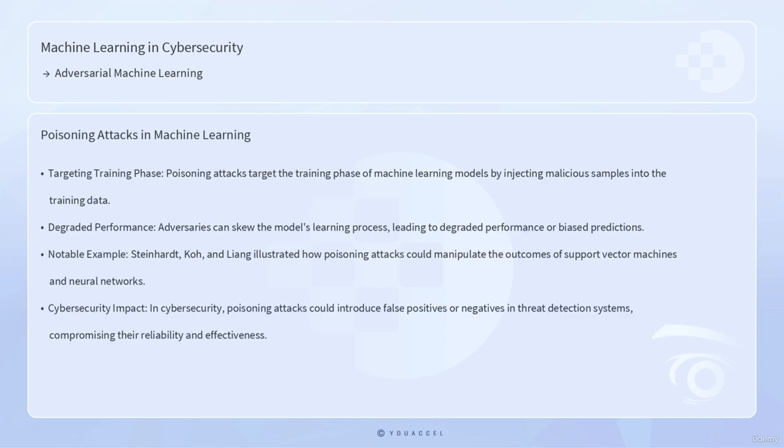Poisoning attacks, on the other hand, target the training phase of machine learning models. By injecting malicious samples into the training data, adversaries can skew the model's learning process, leading to degraded performance or biased predictions. A notable example is the work by Steinhardt, Koh, and Liang, who illustrated how poisoning attacks could be used to manipulate the outcomes of support vector machines and neural networks. In the context of cybersecurity, poisoning attacks could be used to introduce false positives or negatives in threat detection systems, thereby compromising their reliability and effectiveness.